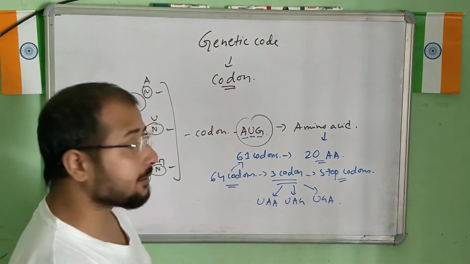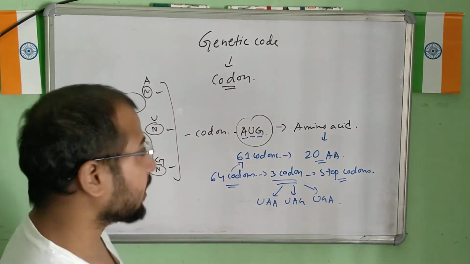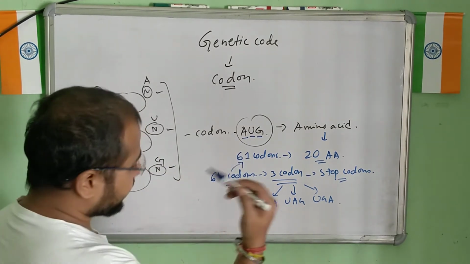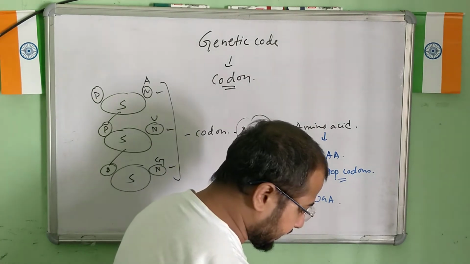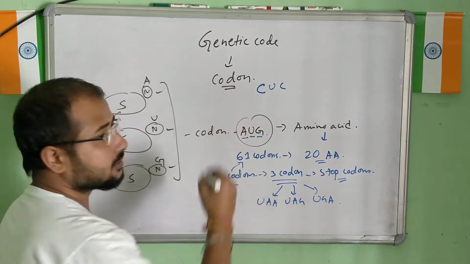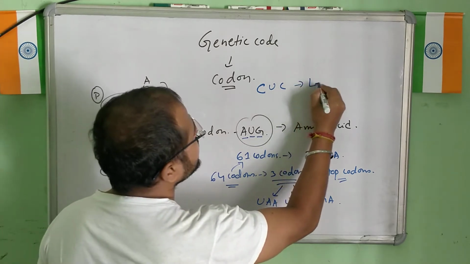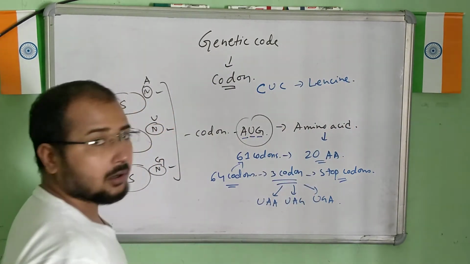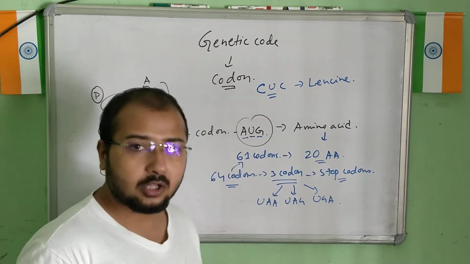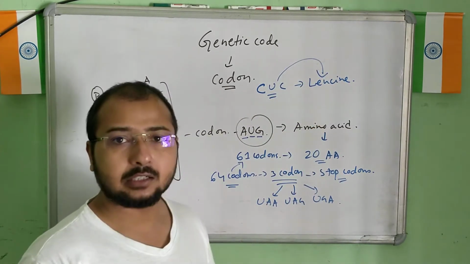Now two very important features of the genetic code. One is that the genetic code is universal. What does that mean? Suppose look at this AUG. Or for example take any other example like CUC. It's a codon, CUC. This CUC codon codes for the amino acid leucine. So wherever we see this codon present, all the time this codon will code for only leucine, not any other amino acid.